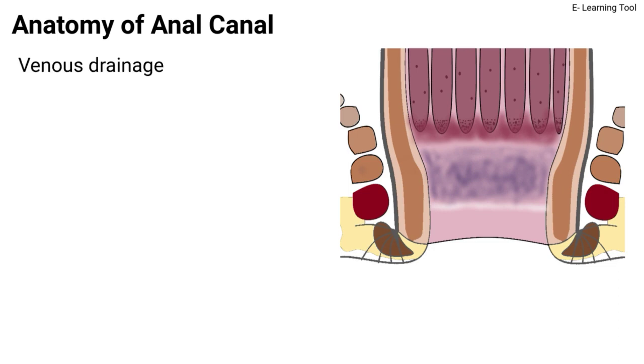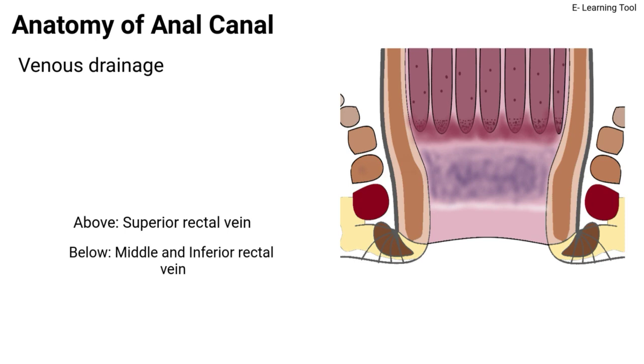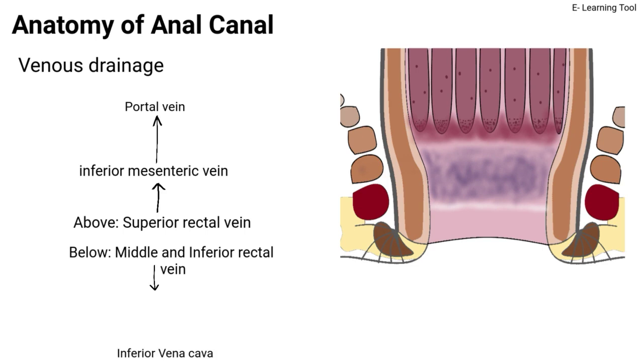Venous drainage above the pectinate line is by the superior rectal vein, and below the pectinate line is by the inferior and middle rectal veins. The superior rectal vein drains into the portal vein through the inferior mesenteric vein. The inferior and middle rectal veins drain into the inferior vena cava through the internal iliac vein.